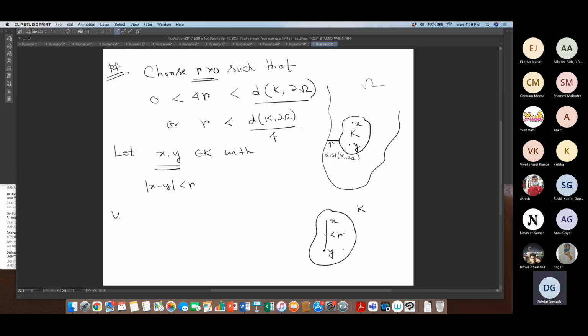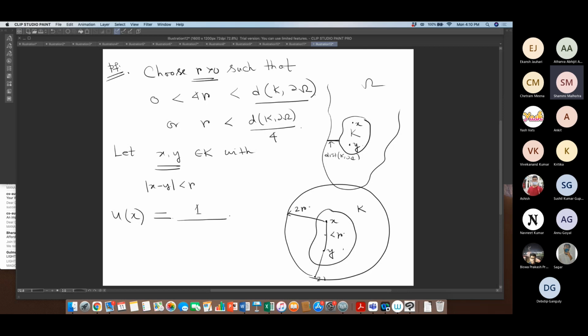Now you write down u of x. Again, you know that at this x you take 2r. Take a ball of radius 2r centered at x. Is this ball B of x, 2r inside omega? Yes or no? Yes, sir. Why?